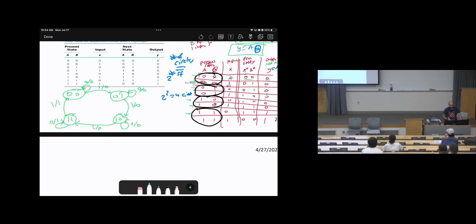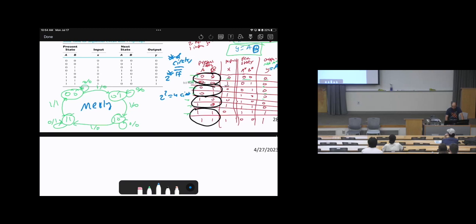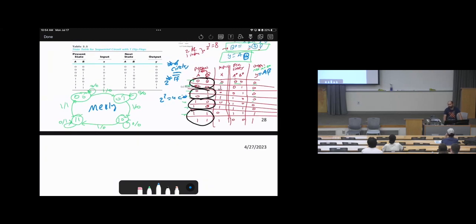Okay? Do you agree? This is written in Mealy model. Now this one can be done in Moore model, because the output is not a function of the input. So we can write it this way. 0 0, the output is 0. 0 1, the output is 0. 1 0, the output is 0. 1 1, the output is 1. So we can do it in Moore model like this.